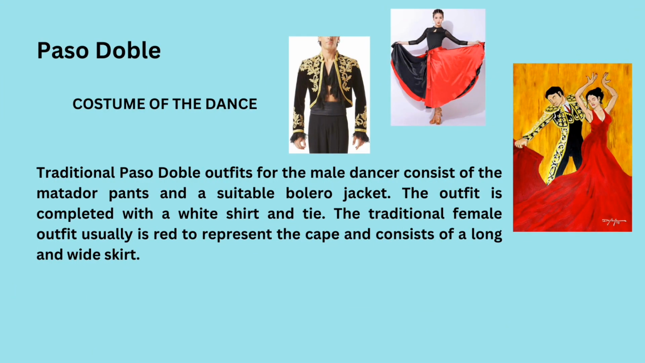Costume. Traditional Paso Doble outfits for the male dancers consist of matador pants and a suitable bolero jacket. The outfit is completed with a white shirt and tie. The traditional female outfit is usually red to represent the cape and consists of a long and wide skirt.